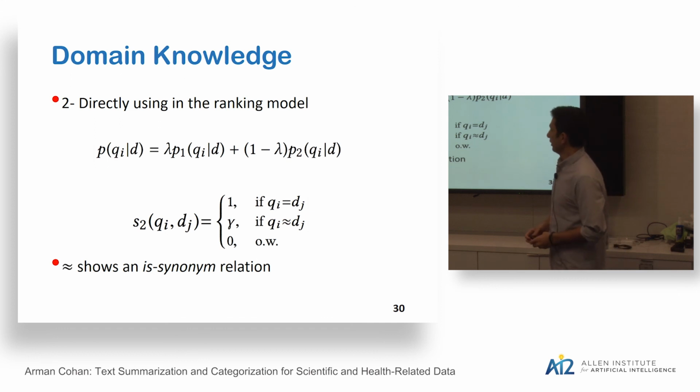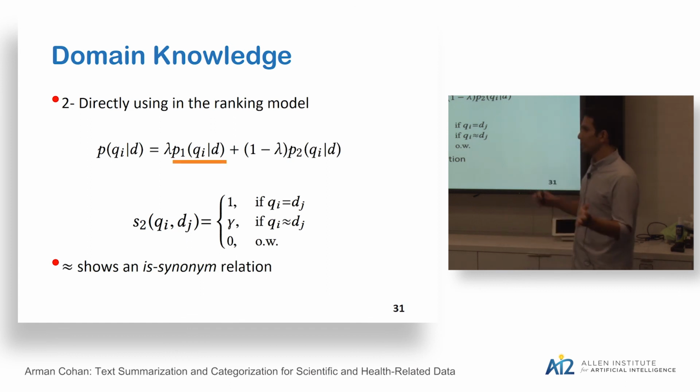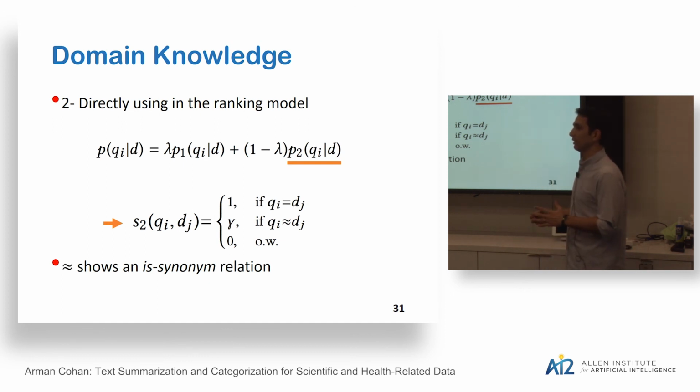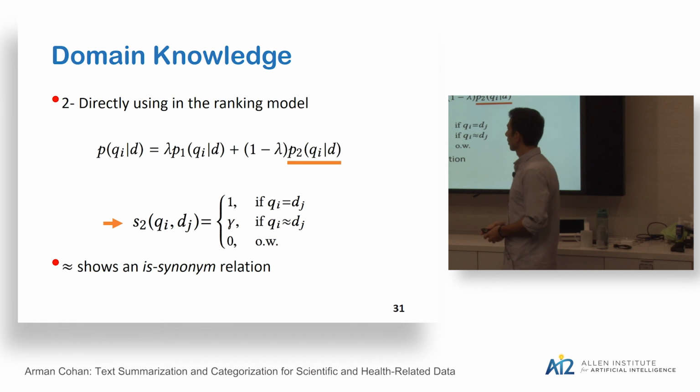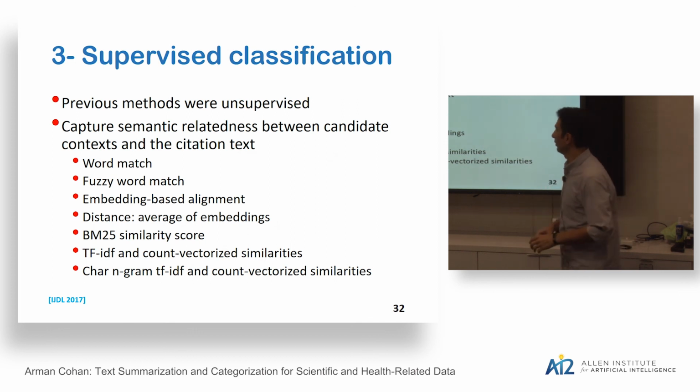The second way is to directly incorporate this domain knowledge into the probability of words in a document. So the first probability is according to the previous one. The second one is related to this, which basically assigns a partial score to words that are similar to each other but not equal. And finally, we had a small labeled set that says, for example, this citation is related to this reference span. So we could apply a supervised model on this. We use features about semantic similarity, for example word match, fuzzy word match, TF-IDF and count-based similarities, and embedding-based similarities.